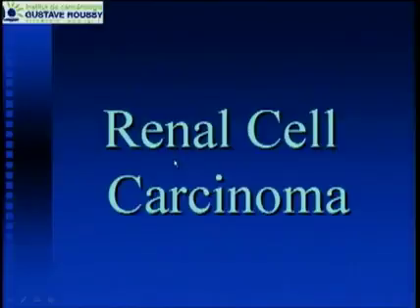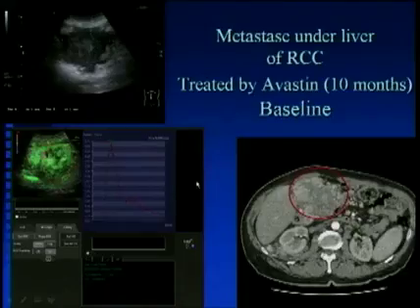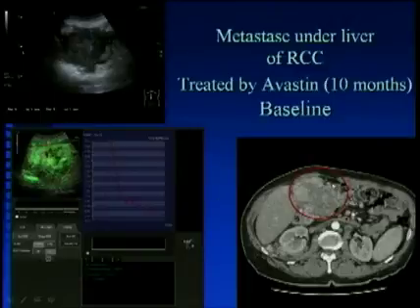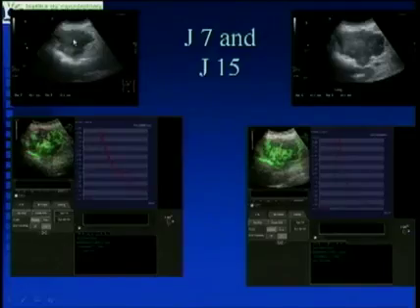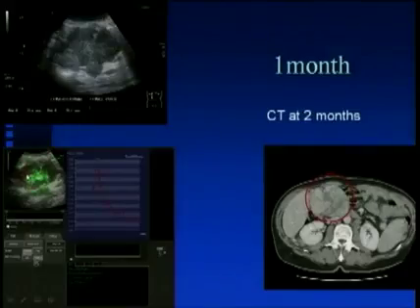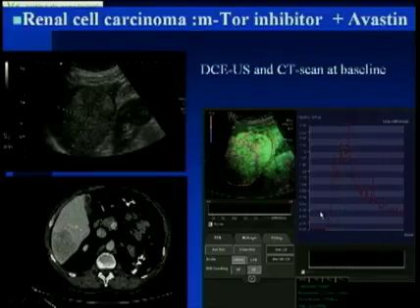So, some examples. Renal cell carcinoma. This is a patient with a huge pelvic tumor on CT scan, and when you inject the contrast agent, the patient had the treatment during 10 months, and you could check after 1 week, after 2 weeks, and after 1 month on B mode, after injection, and on the CT scan.